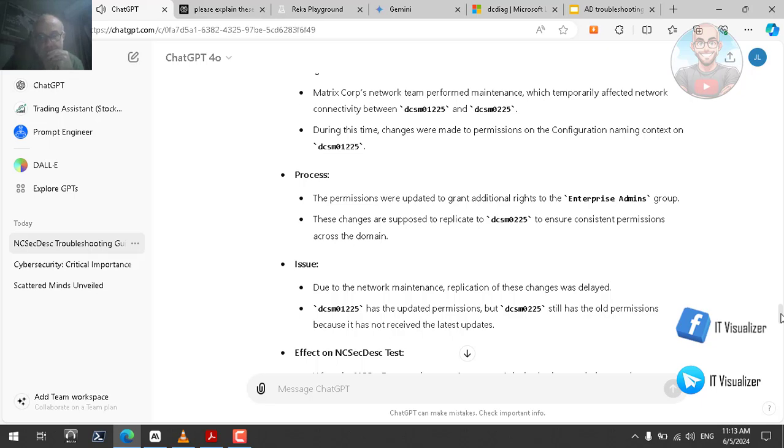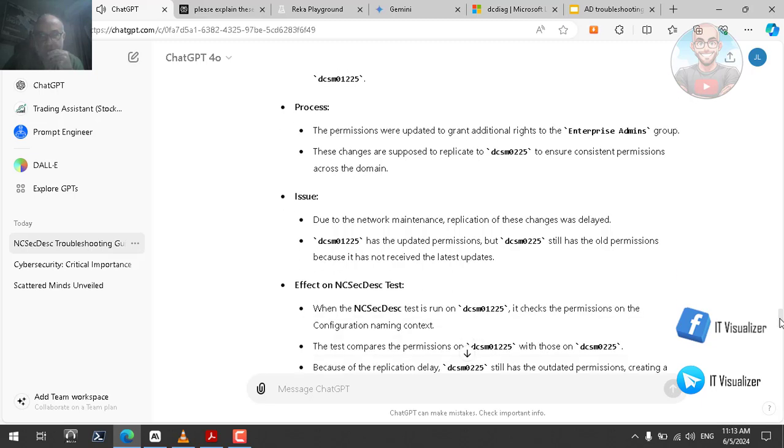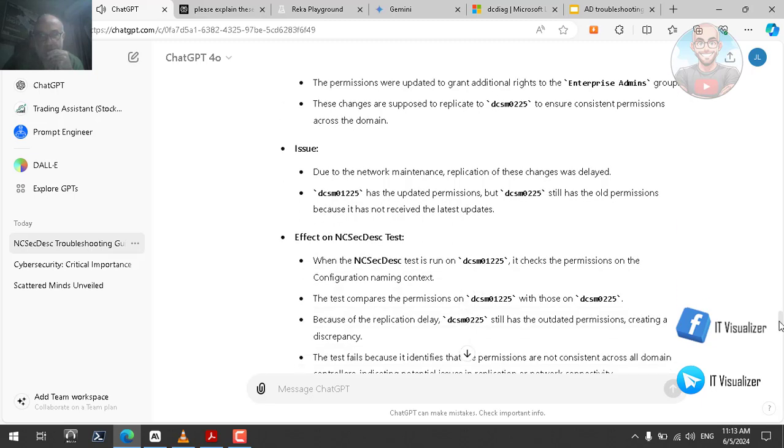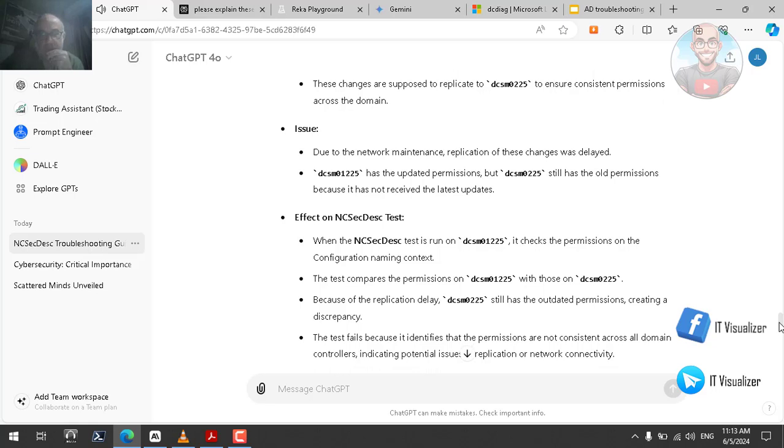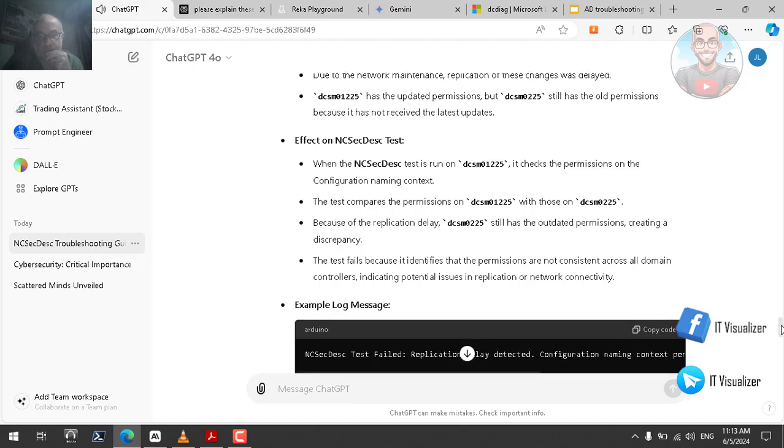Effect on NC-SecDesc test. When the NC-SecDesc test is run on DCSM01225, it checks the permissions on the configuration naming context. The test compares the permissions on DCSM01225 with those on DCSM0225. Because of the replication delay, DCSM0225 still has the outdated permissions, creating a discrepancy. The test fails because it identifies that the permissions are not consistent across all domain controllers, indicating potential issues in replication or network connectivity.